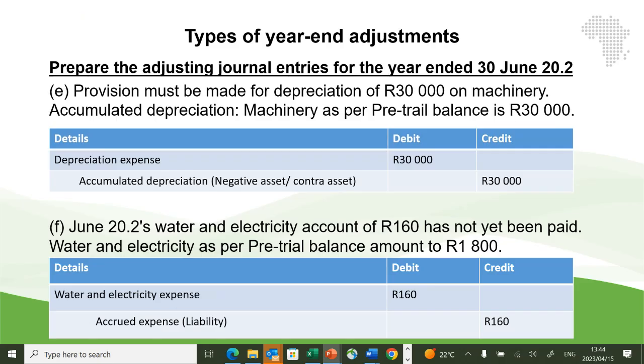But here what you need to do, because they are saying provision must be made for the depreciation of 30,000 on machinery, you're gonna debit your depreciation expense. And what are you crediting? Your accumulated depreciation of how much? Of 30,000. You put 30,000 on the debit, you put 30,000 on the credit. This one was just straightforward. They told you what was your depreciation expense. And then we know when you debit the depreciation expense, you always have to credit your accumulated depreciation, which is a negative asset, which increases on the credit side and reduces on the debit side.